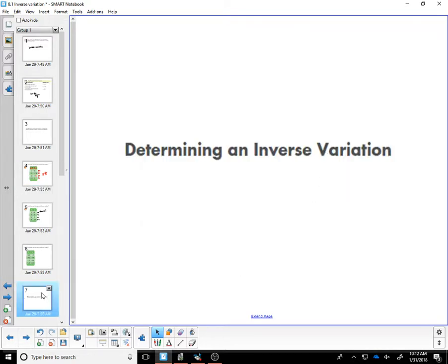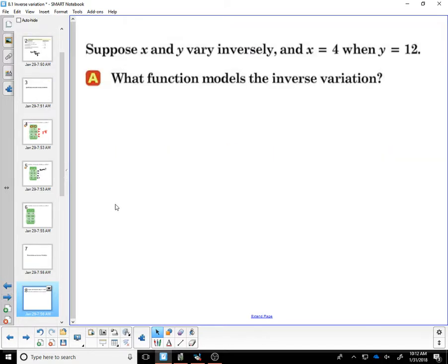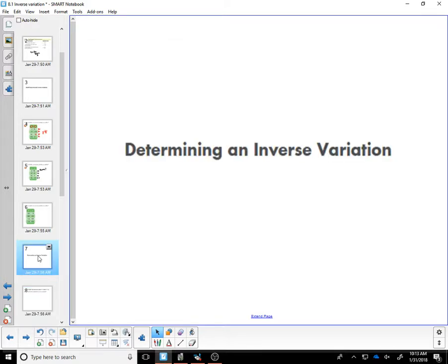Moving on. Determining an inverse variation. Let's determine an inverse variation. All right, so suppose, make this supposition, that x and y vary inversely.